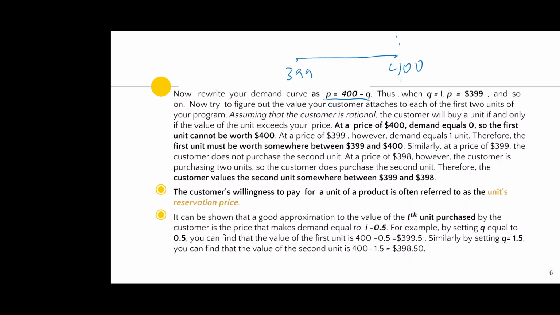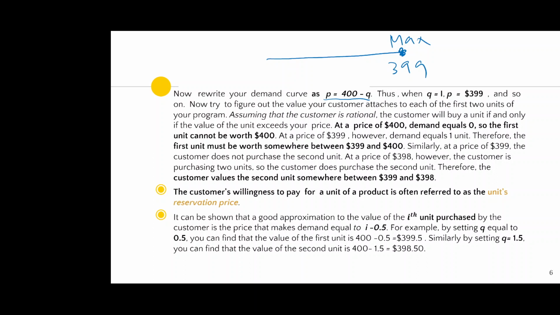Okay, so basically the maximum will be 399, that's correct. So the max, what I said is correct. So the max is 399. So now you know the max. So what is the minimum?